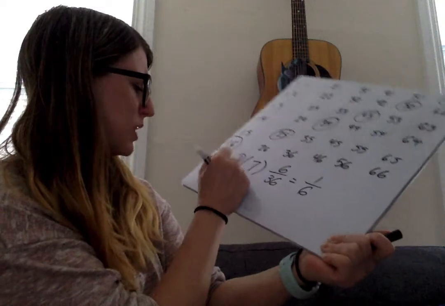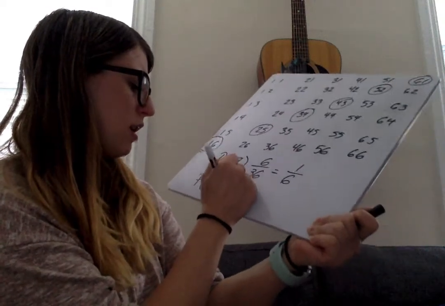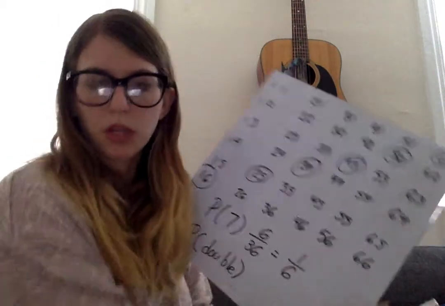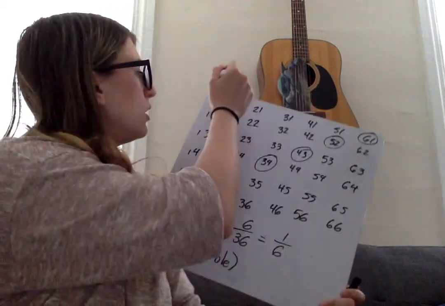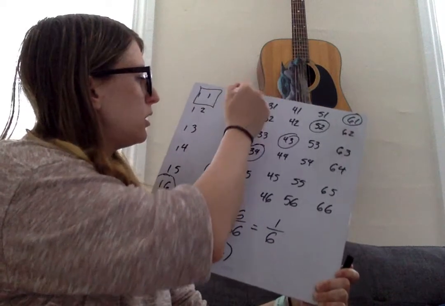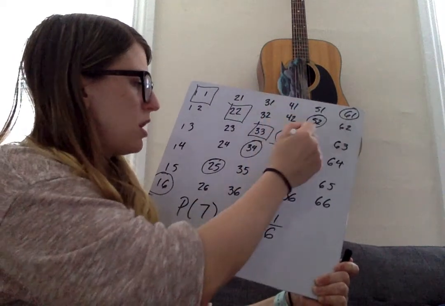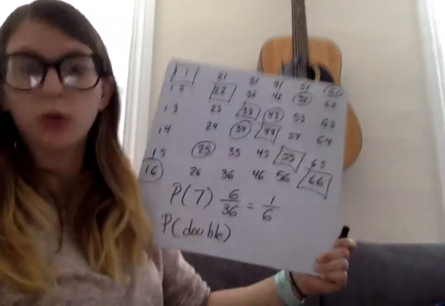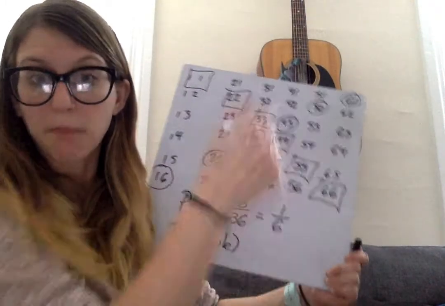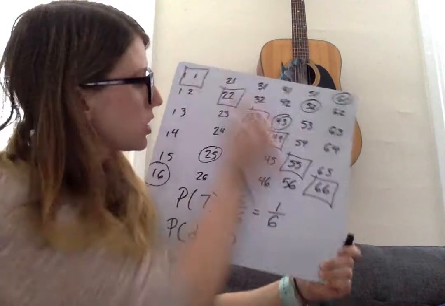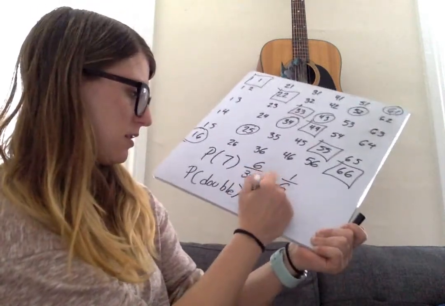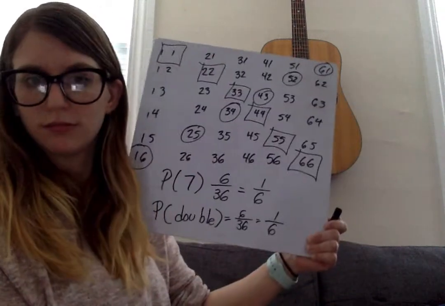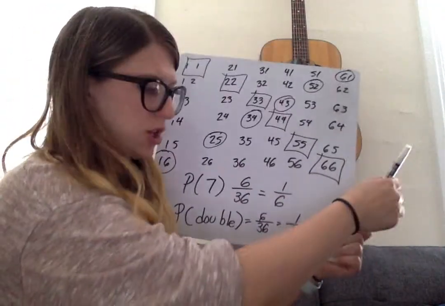But then I could say, what's the probability of rolling a double? And by double, I mean like 1 and 1, 2 and 2, 3 and 3, 4 and 4. Well, let's look. 1 and 1, 2 and 2, 3 and 3, 4 and 4, 5 and 5, 6 and 6. Those are our doubles, and I box them so that it doesn't get too confusing. So I have 6 boxes out of 36 ways. Oh my god, it's 1/6 again. And it's just like that.